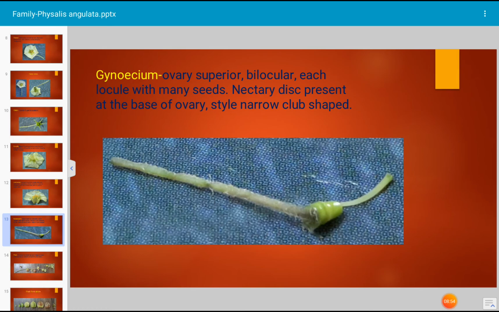The style is narrow and club shaped. The stigma is small and in continuation with the style, because the gynoecium consists of ovary, style and stigma. See the photograph, a beautiful photograph of the gynoecium of Physalis angulata, family Solanaceae.